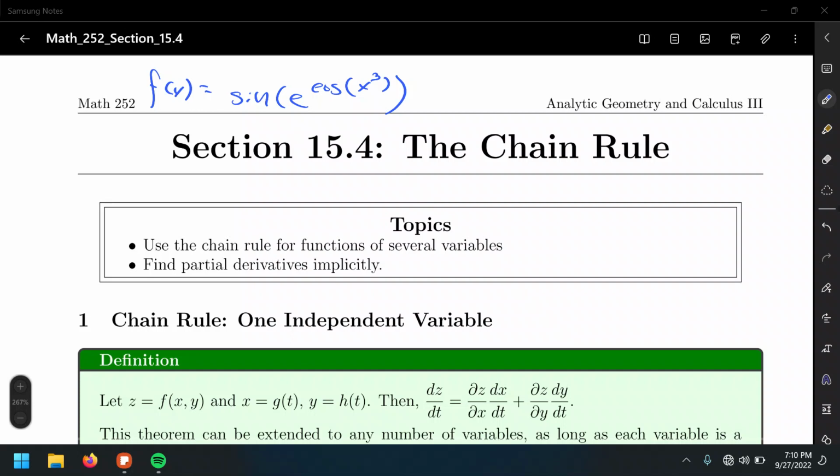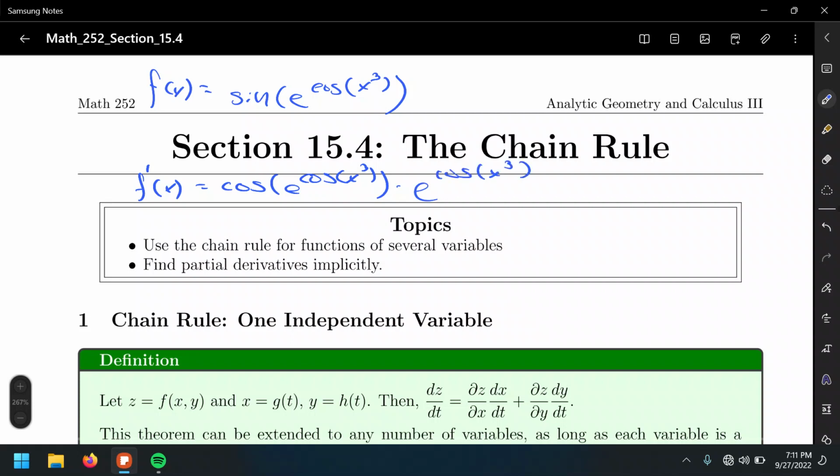So let's start with finding the derivative of sine. What's the derivative of sine? Cosine of the whole madness here, e to the cosine x cubed. So that's the derivative of the first layer. Let's look at the next layer, which would be the exponential. What's the derivative of the exponential itself? Exponential, e to the cosine x cubed.